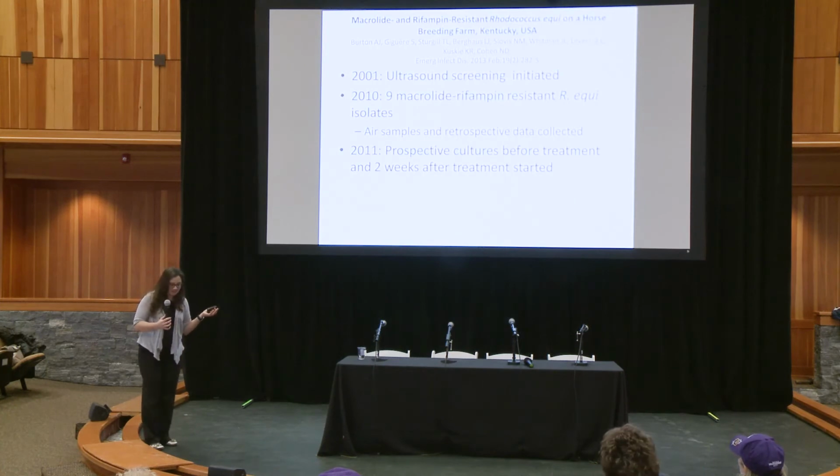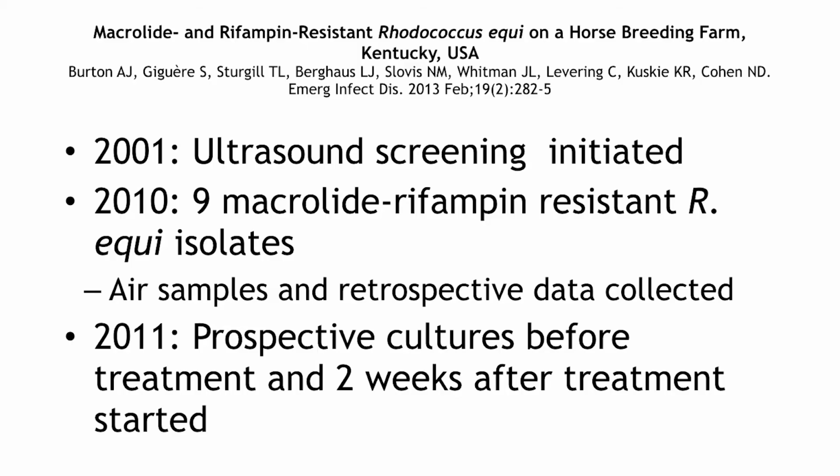So then we move on to, why does this matter? Well, there's a farm in Kentucky that started doing this ultrasound screening in 2001 with the protocol I described. And what alerted them that there might be an issue going on is that in 2010, they had 9 macrolide rifampin-resistant Rhodococcus isolates from transtracheal washes. And it's important to know that I call them macrolide rifampin resistant because if they're resistant to clarithromycin, they're resistant to all of the macrolides. So it wipes out that whole category of medications.